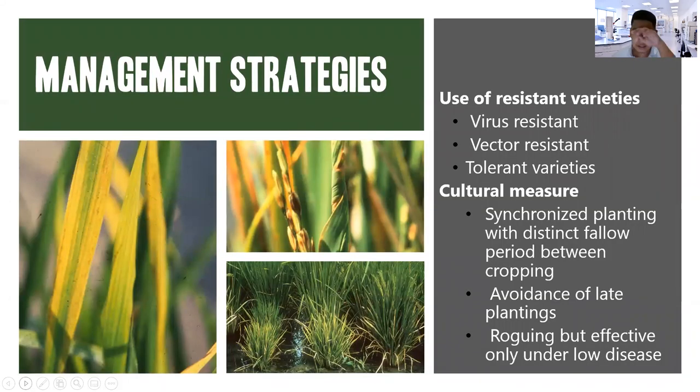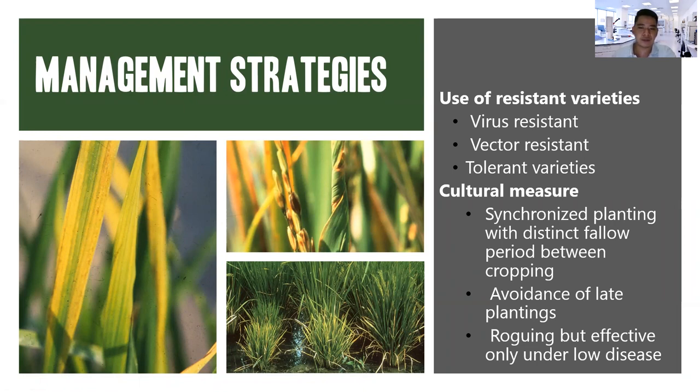So, for the management strategies po ng ating mga viral diseases, syempre una po is paggamit po ng mga resistant varieties against this viral disease. So, we have virus resistant, vector resistant. So yung vector po natin is yung insect vector po natin na brown planthopper and green leafhopper. Then tolerant varieties po. And for cultural measures po, synchronized planting with distinct fallow period between cropping. Then avoid late planting. So bakit avoid late planting po? Kasi maaaring sa field po natin pumunta yung vector po ng ganitong virus.